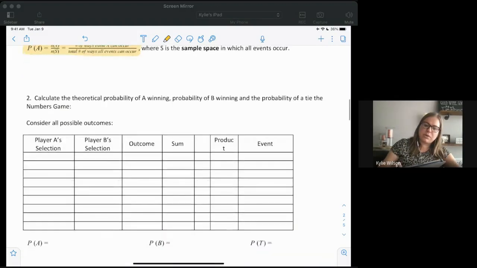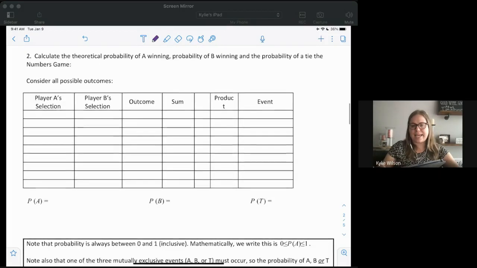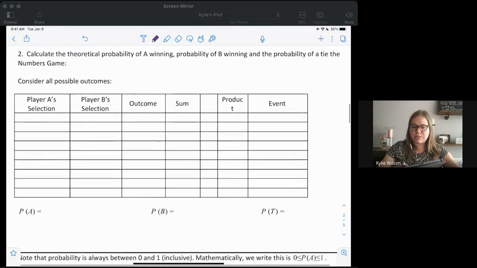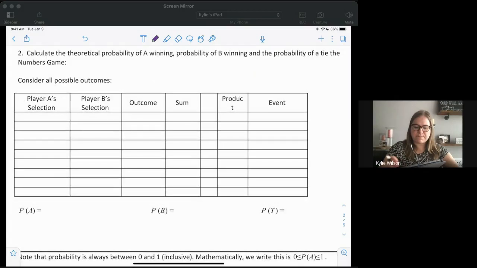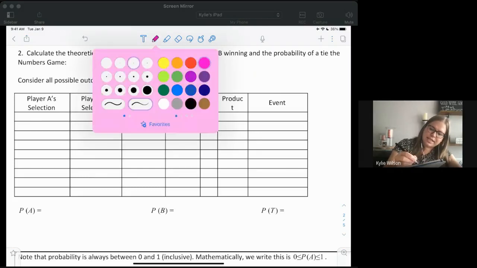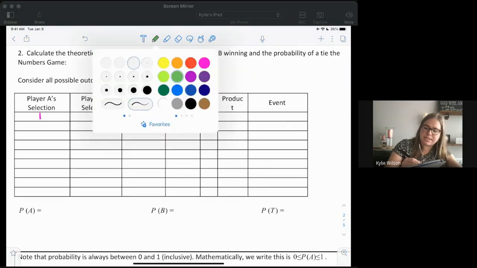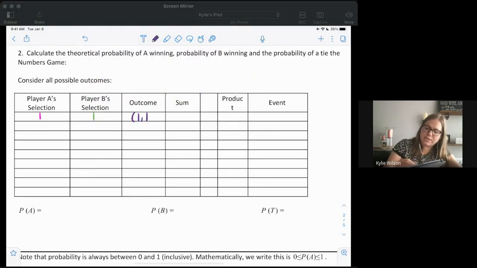So what we're going to do now is calculate the theoretical probability that A wins in that probability game. Without actually doing the game, we're going to calculate the theoretical probability. So let's start by listing all of our different outcomes. Player A could have randomly selected a 1. Then player B could have also randomly selected a 1. That is one of the outcomes, 1-1.